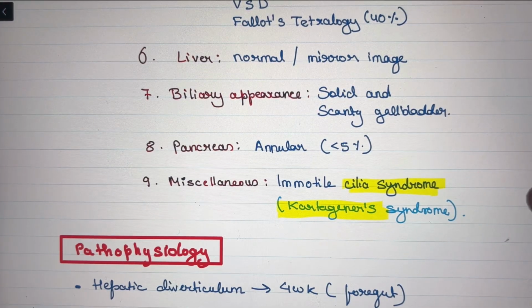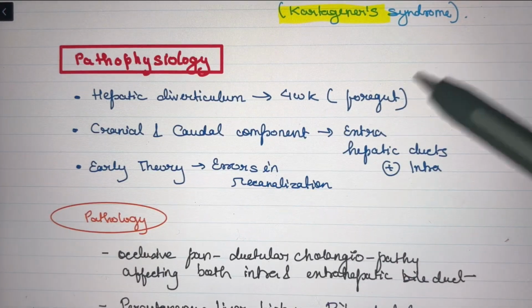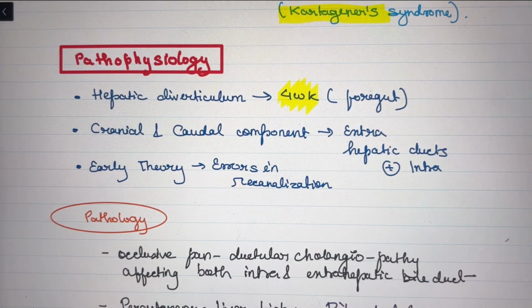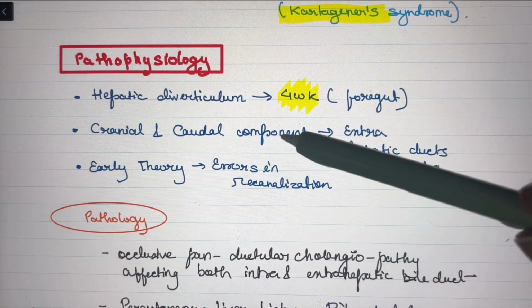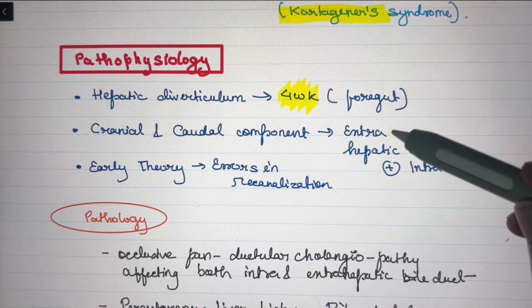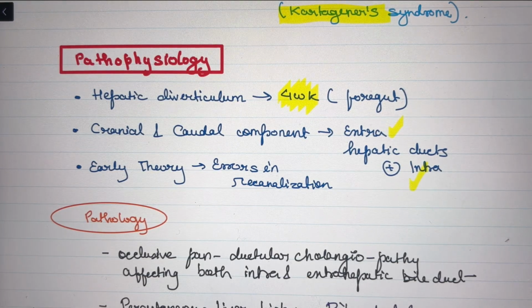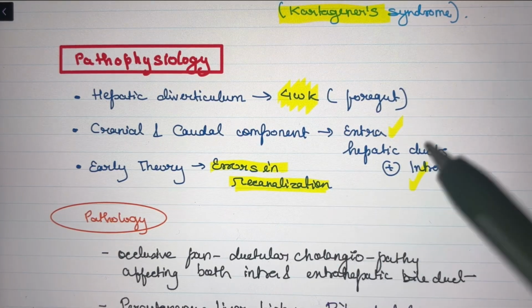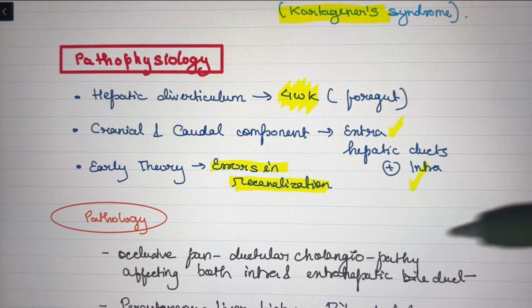Now we will see the pathophysiology overall. In the 4th week of gestation, there is formation of the hepatic diverticulum from the foregut, and the cranial and caudal components cause the extrahepatic and intrahepatic bile duct formation. Earlier it was thought that there might be an error in recanalization of the bile ducts, and therefore there is biliary atresia. This was the earlier theory.